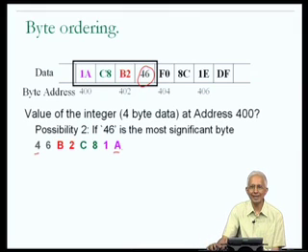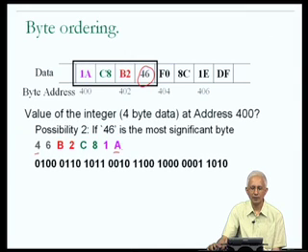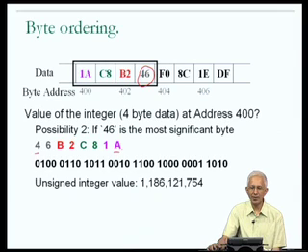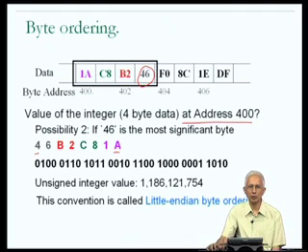Once again I could expand this into binary using the hexadecimal to binary table. I come up with this value. Once again I can evaluate this using the summation, and I come up with an unsigned integer value which is different from the first value. So remember, this was what happened if I assumed that the bytes were ordered with the byte which defines the beginning as being the least significant byte. And this convention is known as the little endian byte ordering.